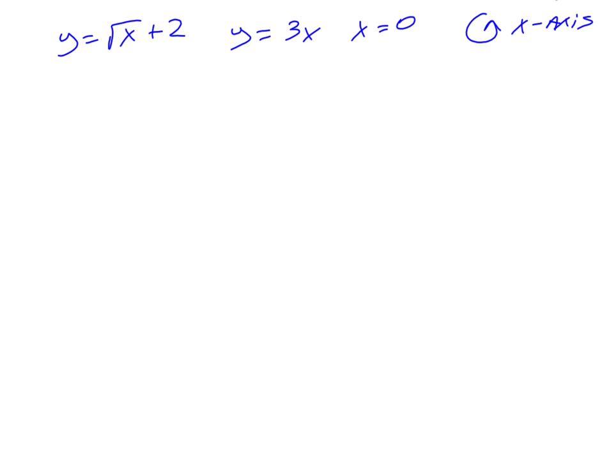Okay, so we're still looking at volumes of solids of revolution, but there's going to be a slight difference between our solids today versus yesterday. So let's get started. I have y equals the square root of x plus 2. I have y equals 3x. I have x equals 0. And we want to rotate this around the x-axis. You said this was still revolution? Still, yes, still volumes of solids of revolution.